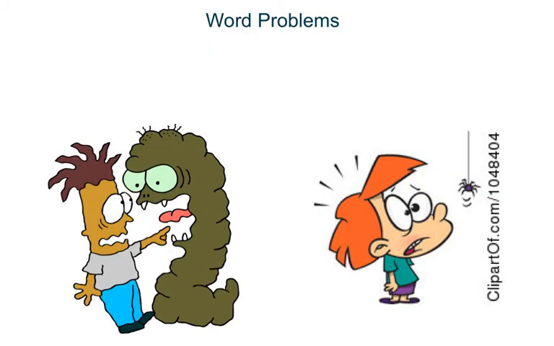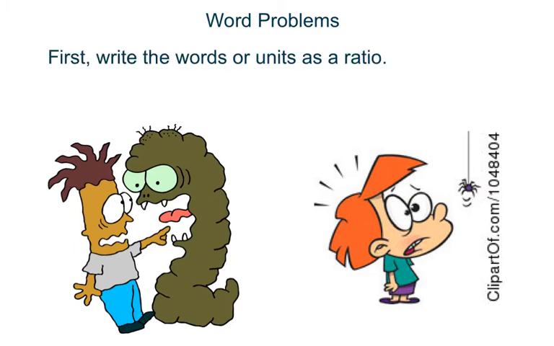They're just words. In fact, that's all we do. We just write the words as a ratio. So first, write the words or the units as a ratio. In other words, no numbers. Then we want to fill in the two ratios with the numbers in the correct spots.